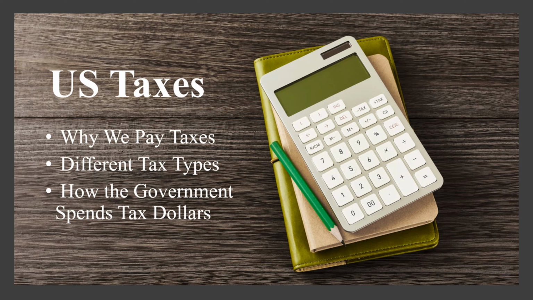So, why we pay taxes, the different tax types, how the government spends the money that they get from our taxes. And in the description below, I actually have a link to the fiscal year 2022 budget, and it basically outlines how they intend to spend our tax dollars. And of course, this is at the federal level. Each state would publish for public view how they are going to spend the tax dollars that they receive from us.